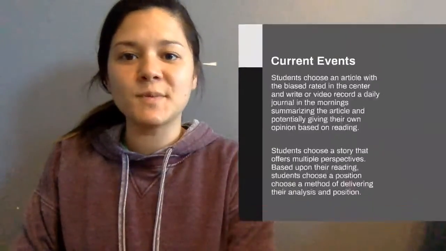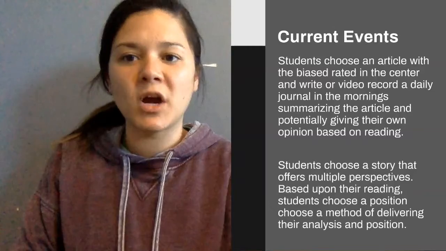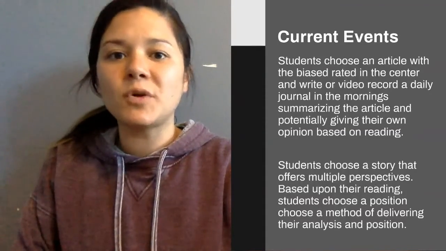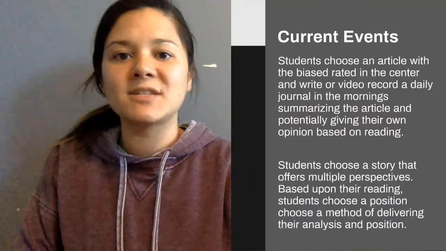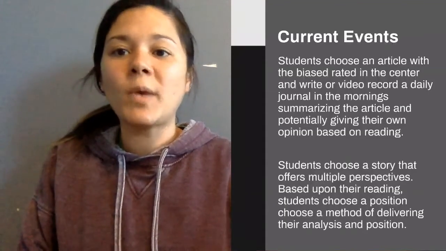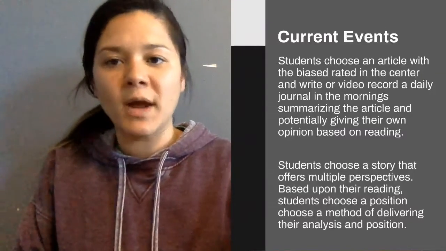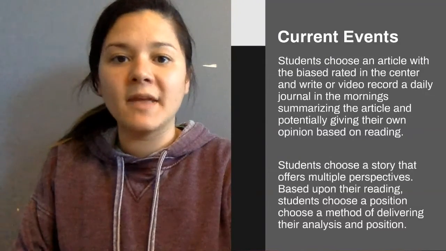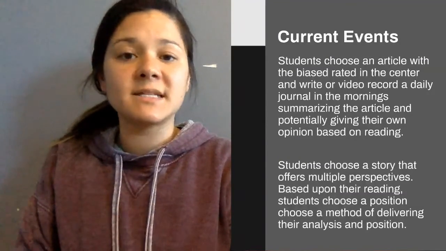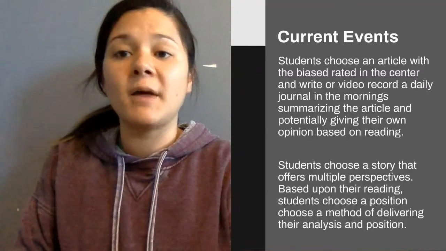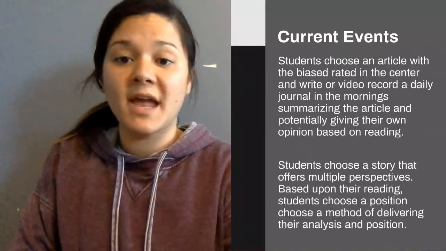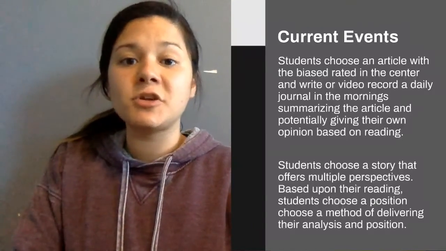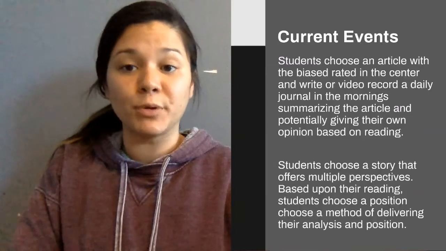Another idea I had for classroom use was current events. The first idea is more of a quick daily keeping up with current events, but students would go to the app and they would choose an article with the bias rated in the center, and they can write, video record, maybe even draw a quick comic, however they want to summarize what they have read in the article. And then they could even take it a step further and give their own opinion based on what they have read.